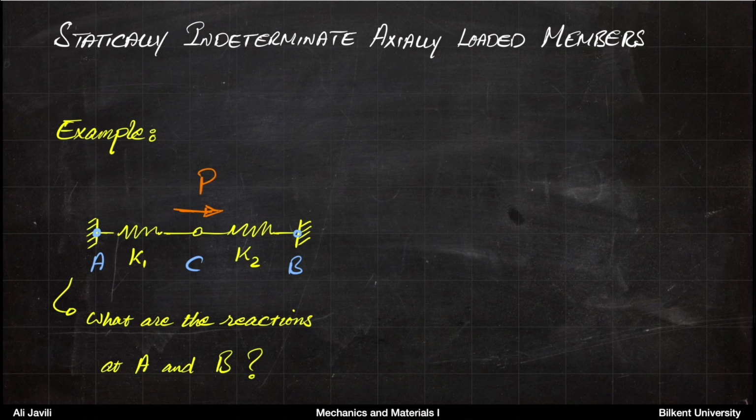So imagine you have the following structure. There are two springs with the spring constants K1 and K2. And on point C, between points A and B, you apply an external force P. Now the two springs are fixed at B and A using the supports, and that will cause support reactions FA and FB. The question is, what are the reactions at A and B?